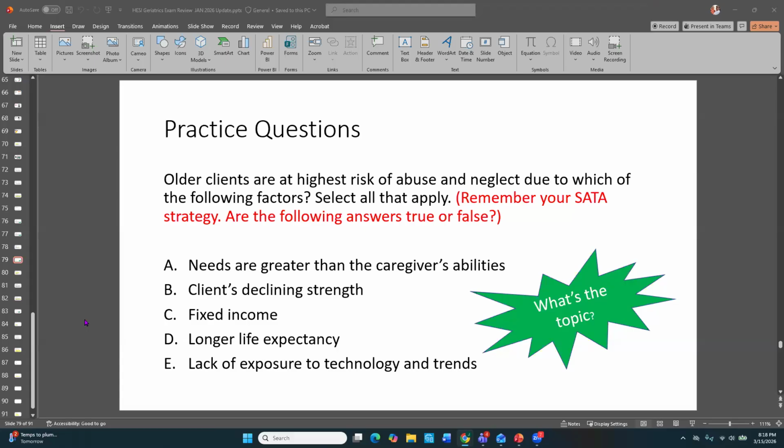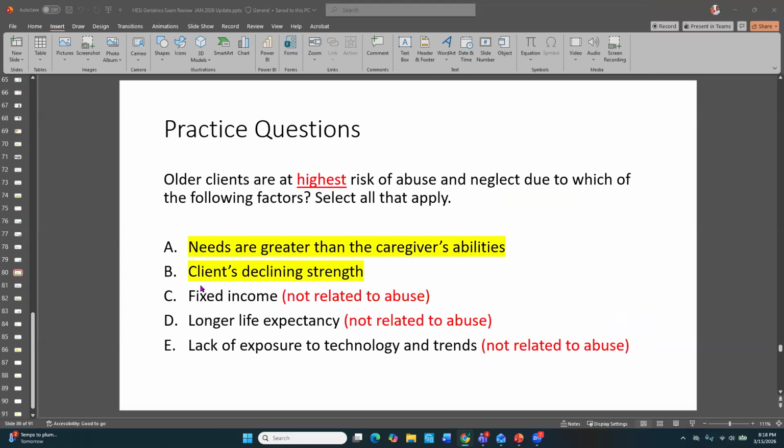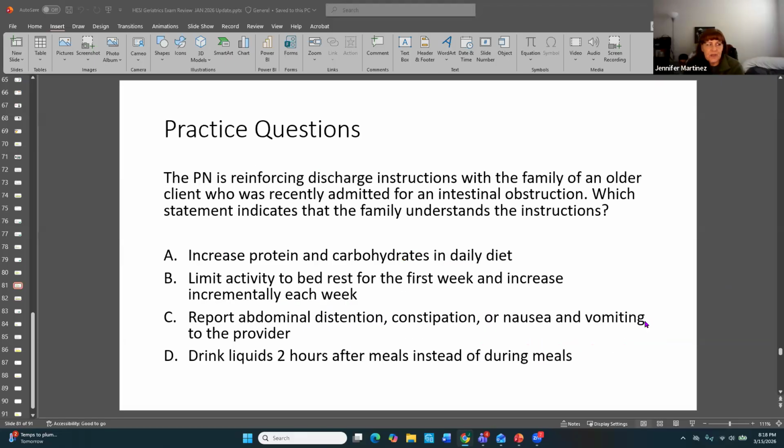A and B. Needs are greater than the caregiver's abilities, and client's declining strength. Fixed income is not related to abuse. Longer life expectancy and lack of exposure to technology and trends are also not related to abuse.